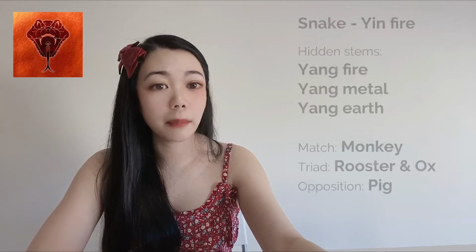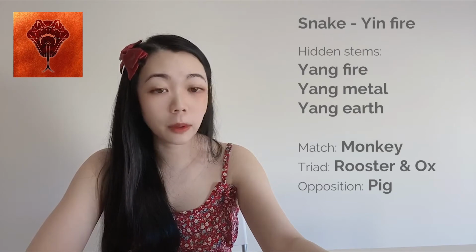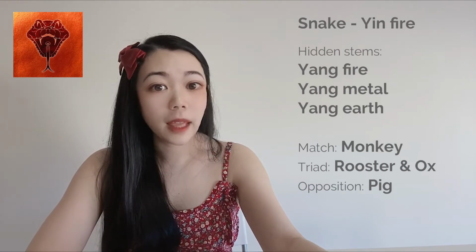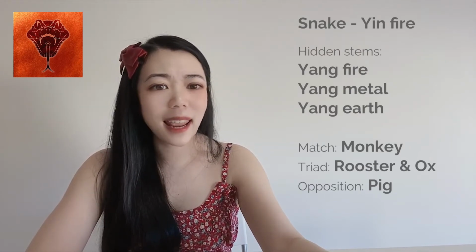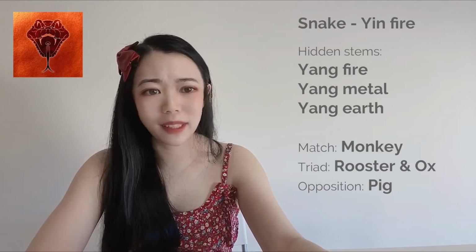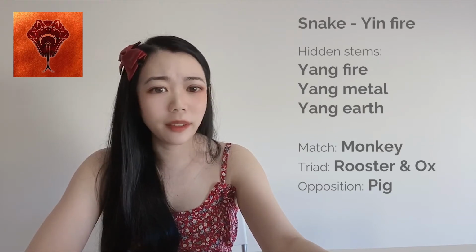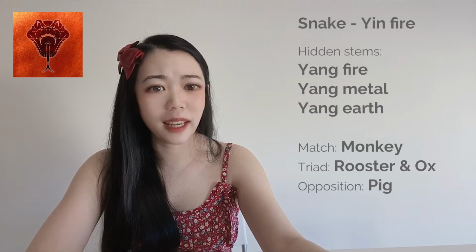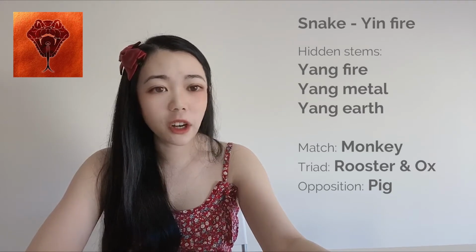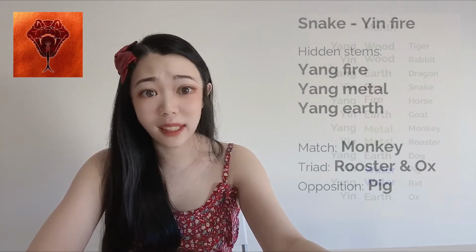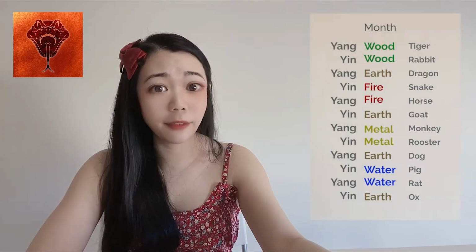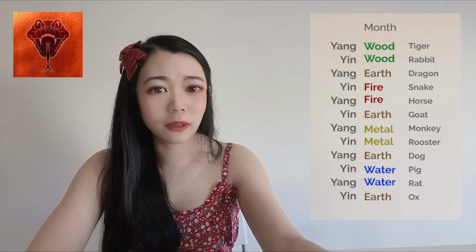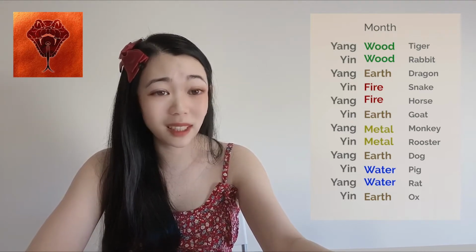First one, snake. Yin fire, three hidden stems: 50% of yang fire, 25% of yang metal, and 25% of yang earth. Now here's the question. Why is snake a yin fire but has 50% of yang fire and no yin fire in any of those hidden stems? And later on, when I talk about horse, it is yang fire, but actually it has yin fire instead of yang fire in its hidden stems. How is that possible? Snake and horse should swap positions.